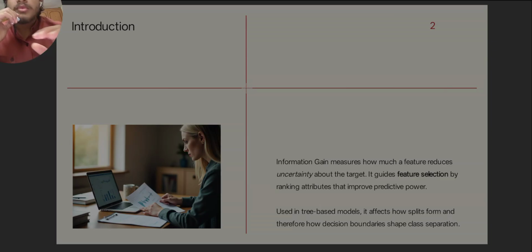One of the most widely used techniques for feature selection is information gain. It is based on the concept of entropy, which measures the uncertainty and randomness in data. Information gain helps to determine how much a particular feature reduces this uncertainty when making predictions.